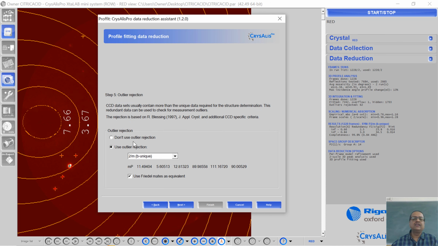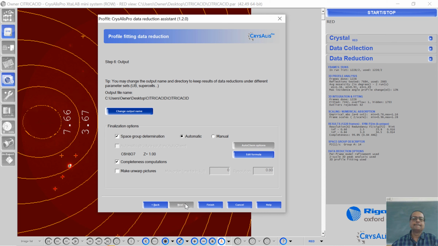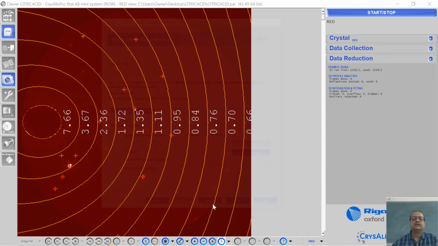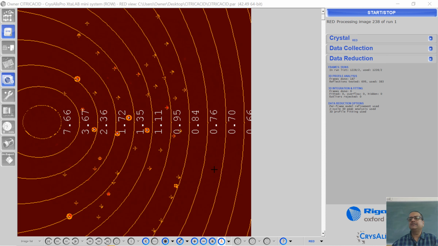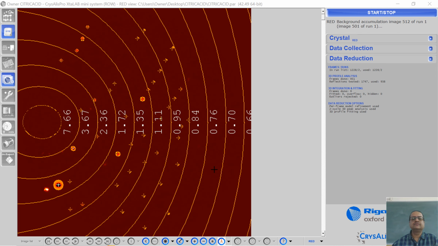Here we are using only one condition, use outlier rejection. Any reflection which does not satisfy a monoclinic lattice will be rejected. And in this space group determination, you make it manual. And then click finish. It will take about a couple of minutes to do this reduction.